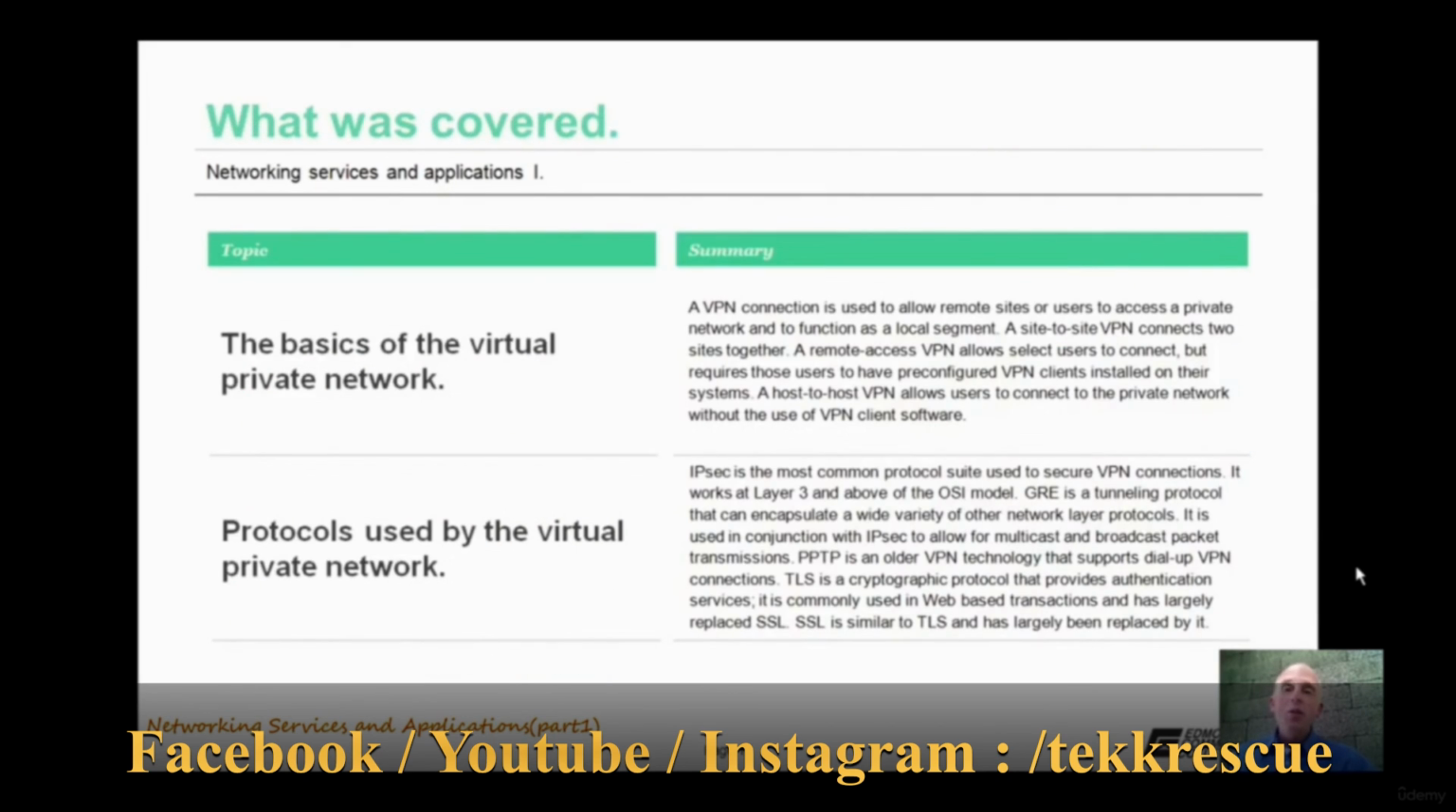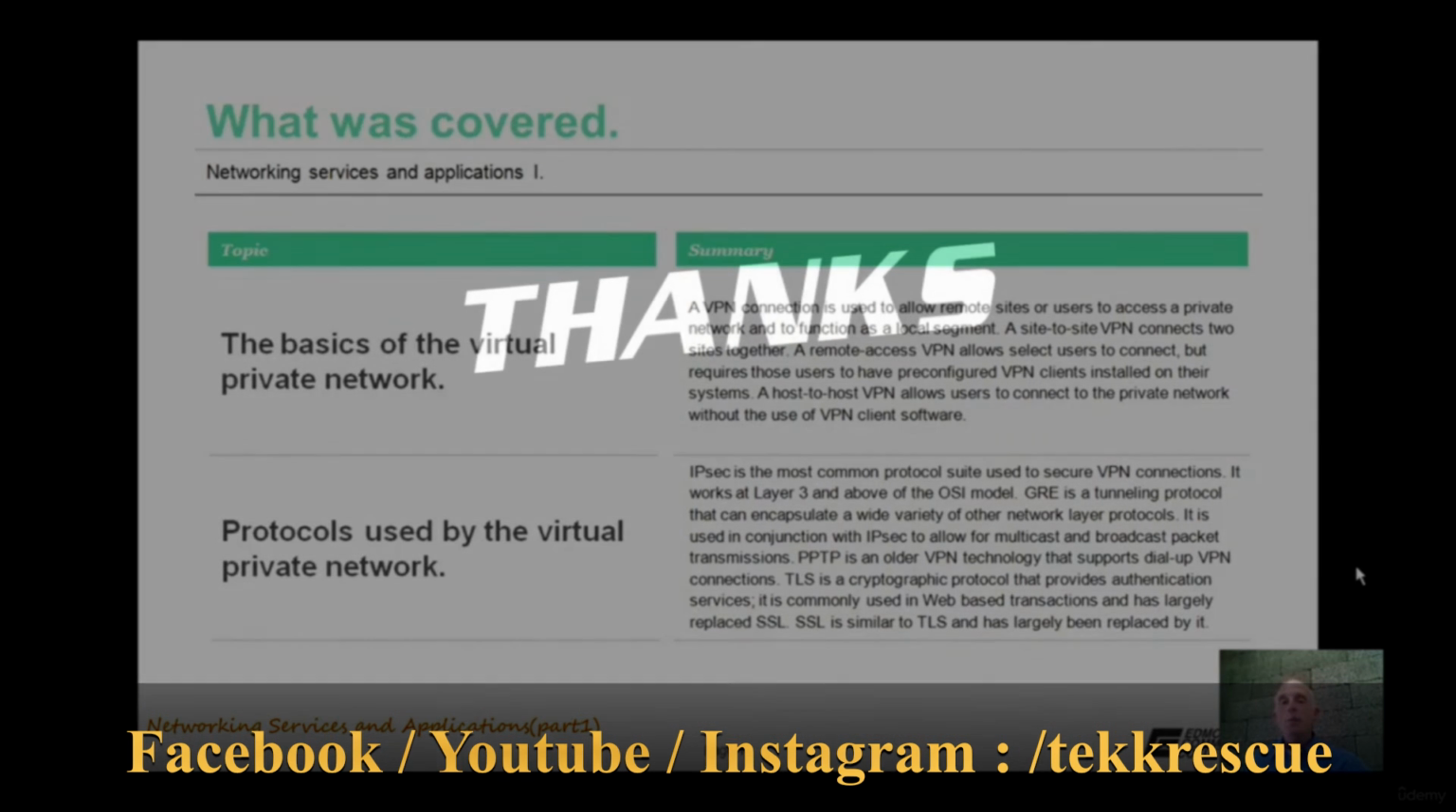Now that concludes this session on Networking Services and Applications Part 1. I talked about the basics of the virtual private network, and I talked about protocols.